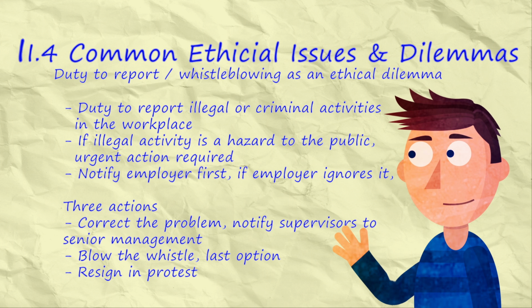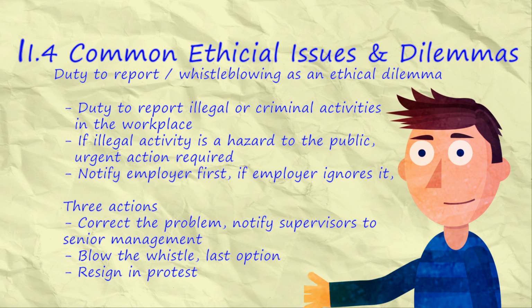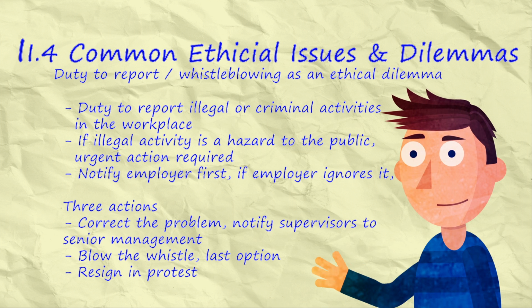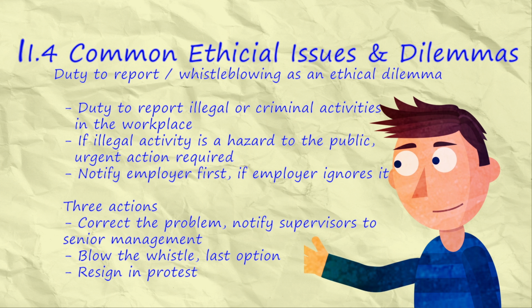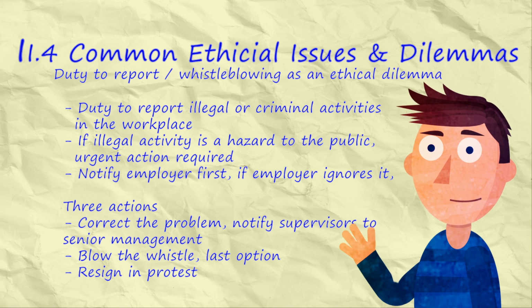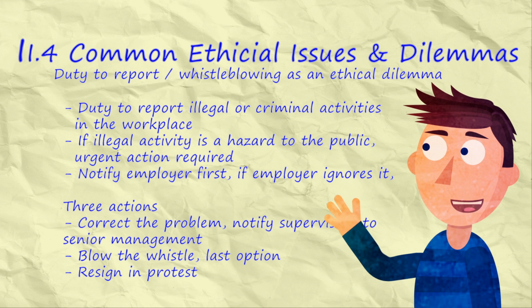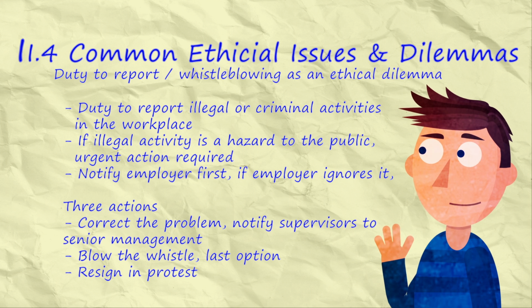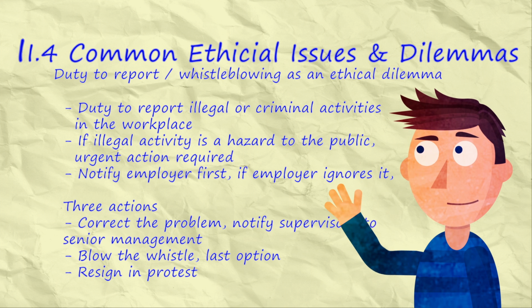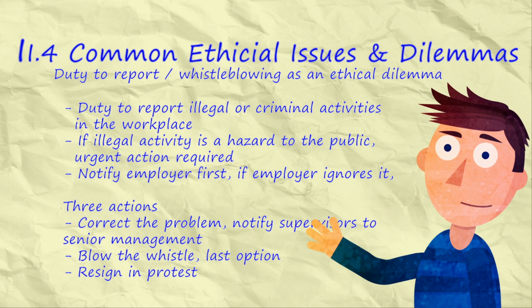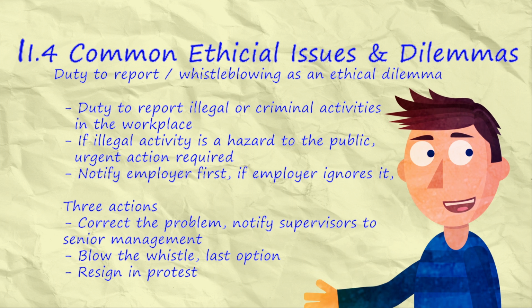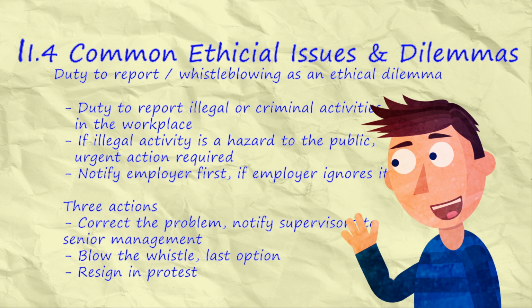The professional must notify his or her supervisors, and if needed, the senior management, to correct the problem. If the senior management is unwilling to fix the problem, the professional must notify the external regulatory agency as the last option, also known as blowing the whistle. Lastly, if remaining in his or her current position would imply the professional is in collusion in the illegal activity, then the professional should consider resigning in protest.